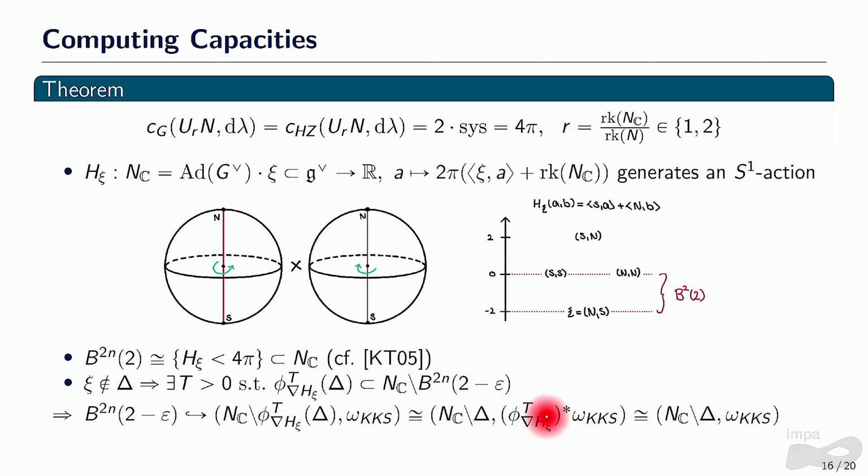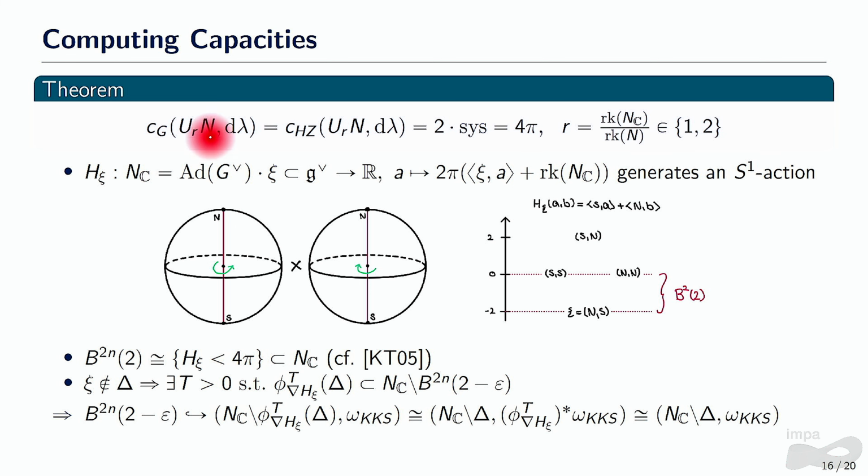But this symplectic form has the property that this delta is still a symplectic submanifold of NC, so we can use a relative Moser trick relative to this set at infinity to show that this is again symplectomorphic to NC with this delta removed. So we do get an embedding of a ball of radius a little less than 2 into this Hermitian symmetric space, and this is how we can get a lower bound for the Gromov width on this side.